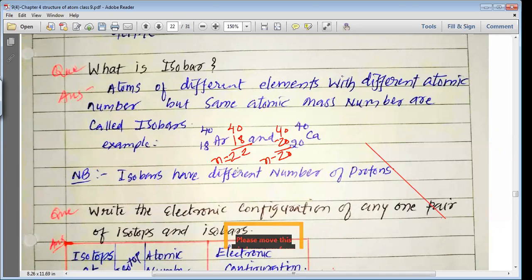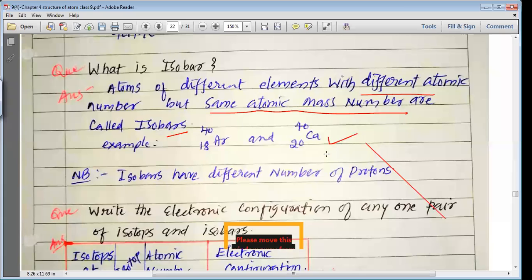so they are called isobars. So now once again let us determine the definition of isobar: isobars are atoms of different elements which have the same atomic mass number but different atomic numbers, and that is why they are called isobars. The wonderful example of isobars is 18Ar40 and 20Ca40.